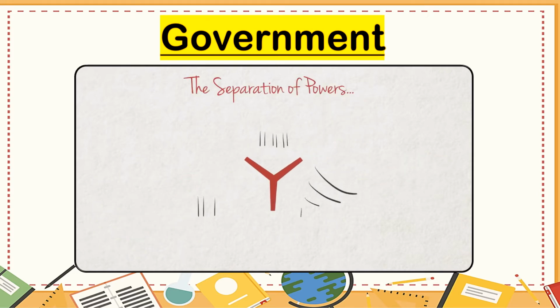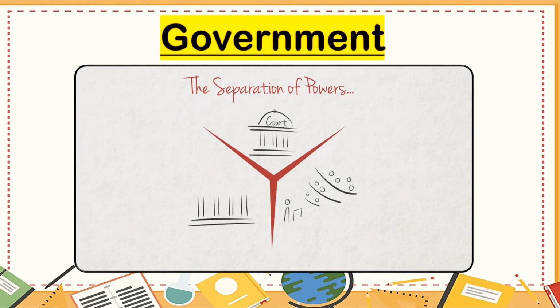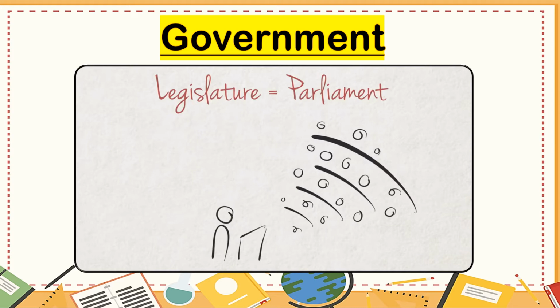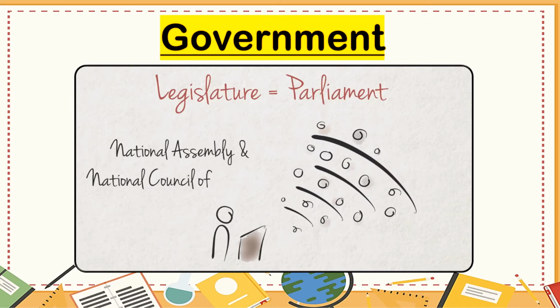Democratic government is further characterized by the separation and balance of powers. This means that the democratic political system is divided into three branches: the executive, the legislature, and the judiciary. Each branch deals with a different aspect of governance. The legislature is also known as Parliament and consists of the National Assembly and the National Council of Provinces. It is where laws are debated and passed.